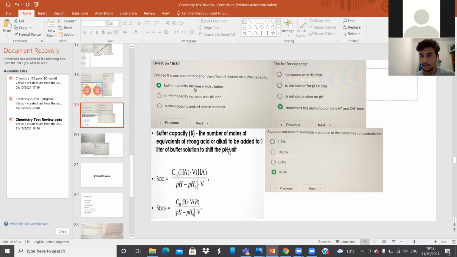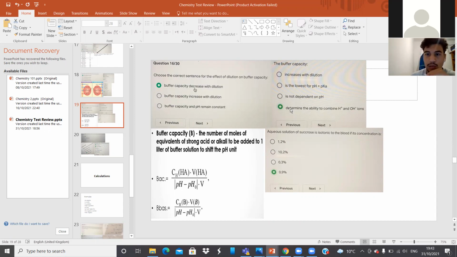So when you dilute it, the number of moles stays the same, but the concentration decreases. Okay, and therefore when the concentration of the acid decreases, pH will increase because the concentration of H plus will also decrease, because you're having more volume. So if this expression decreases, that means that the whole of it will decrease. Okay, so buffer capacity decreases with dilution.